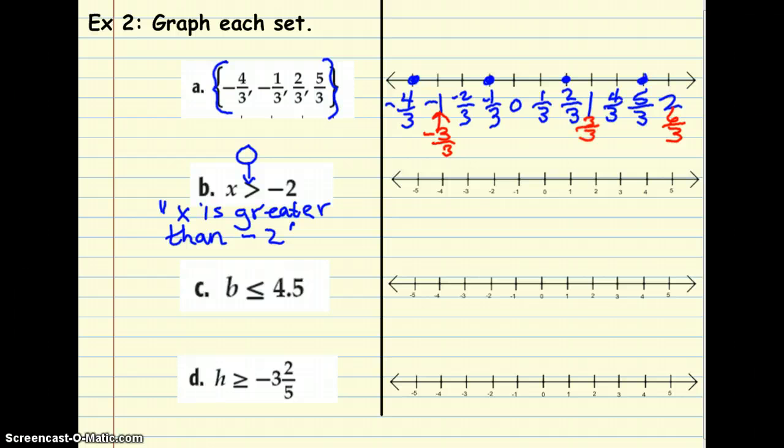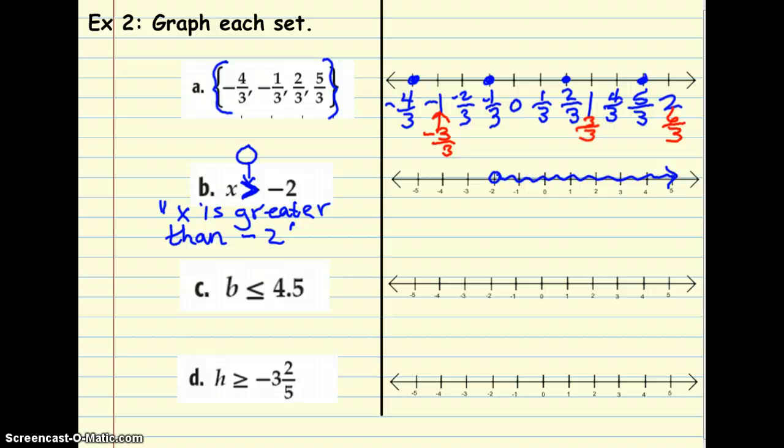So I'm going to go on my number line, and here's my -2. I'm going to put an open circle. And then because we're talking about the numbers that are greater than -2, we also know that any number to the right-hand side of that dot is going to be greater than. One thing that you can remember is if you have the variable on the left-hand side, the inequality symbol is pointing in the direction that we want to shade.